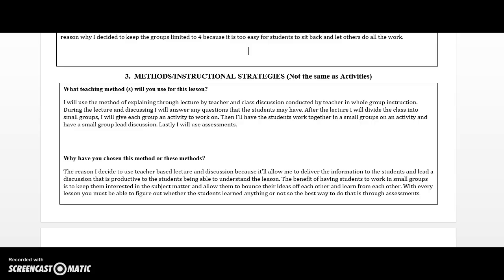Then I have the students work together, not only on the activity, but they also will have discussions. Lastly, at the end, as I mentioned before, they work independently. The independent work will be assessments.